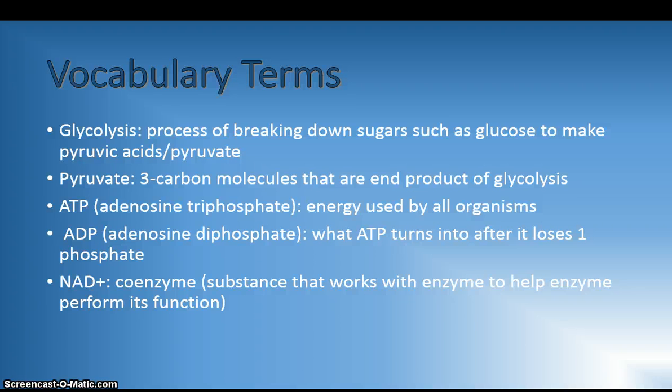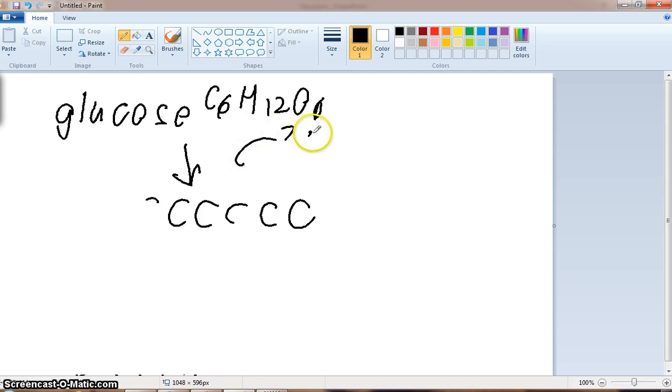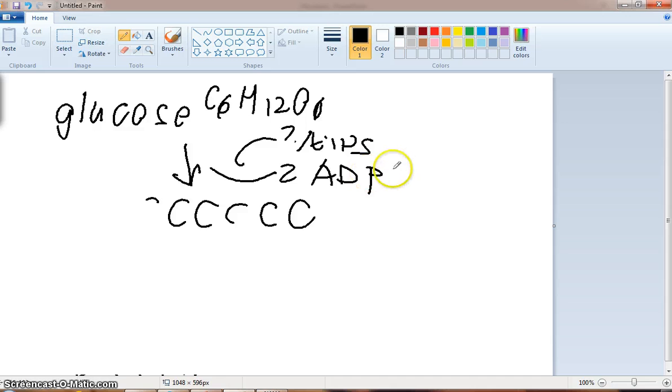So let's go to the steps of glycolysis. So first you have one glucose molecule, which then gets turned into a 6-carbon sugar diphosphate molecule. And then energy is needed to start this reaction, so you will use 2 ATPs, which will turn into 2 ADPs. And I'm really sorry for my handwriting.